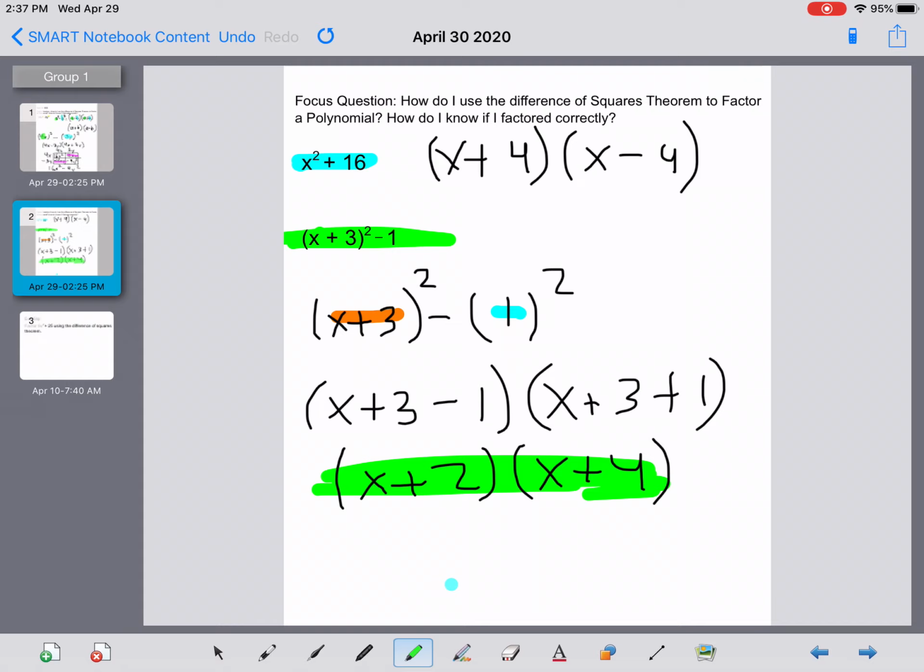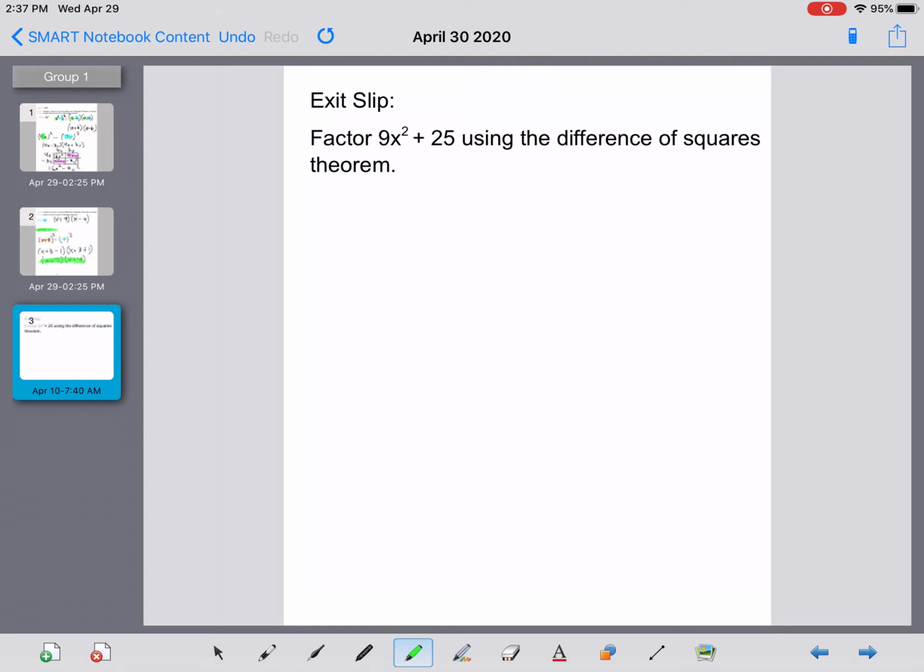So what is going to happen today, guys, is this. You have an exit slip. Please share your answer with me privately in the chat. I want you to factor 9x squared plus 25 using the difference of squares theorem. Please put your answer in the chat. And then today, your problem set will be a quizzes lesson where you're going to go through a problem set and practice the difference of squares theorem.